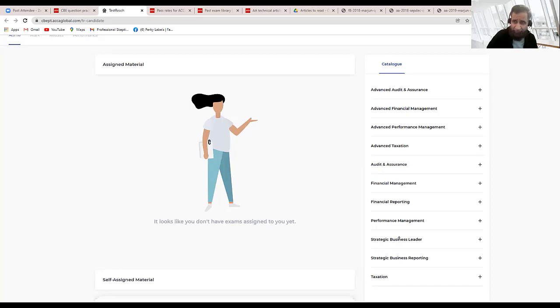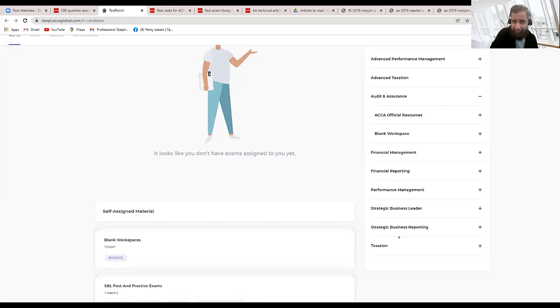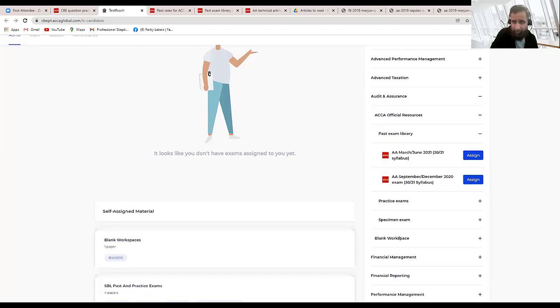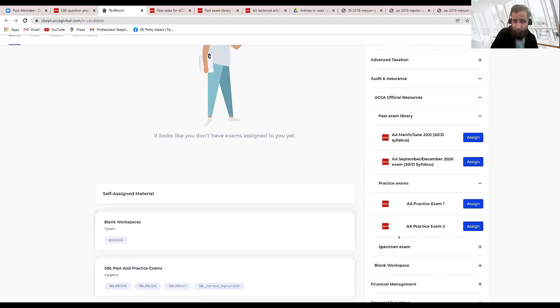This is the interface of the platform. On the right panel, you can see the AA paper. I just click on the AA paper. And in the AA paper, you can see the ACCA official resources, past exam libraries. 2 papers have been uploaded here for the sake of your practice on the platform. 2 past exam libraries, the March, June 21, and the September, December 20. Practice exams, 2 practice exams have been uploaded for you to practice on the platform. So you know the computer-based exams well.